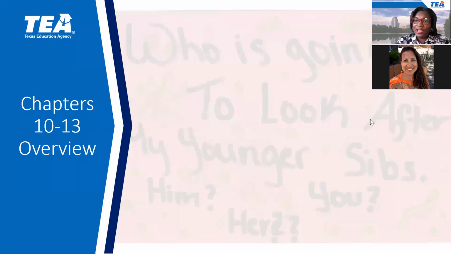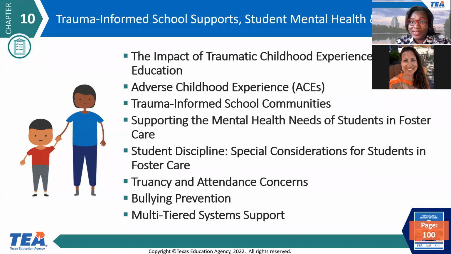Let's continue on. Here we go. The last chapters, chapters 10 through 13. So chapter 10, we wanted to introduce chapter 10. It is a new chapter. This is one of our new chapters. Remember we had chapter 8, and that spoke about ESSA, and here we have chapter 10. Chapter 10 is green. So green states that it will provide you with an overview of information. Chapter 10 is trauma-informed school supports, student mental health, and discipline. So all of these will be spoken about in chapter 10.